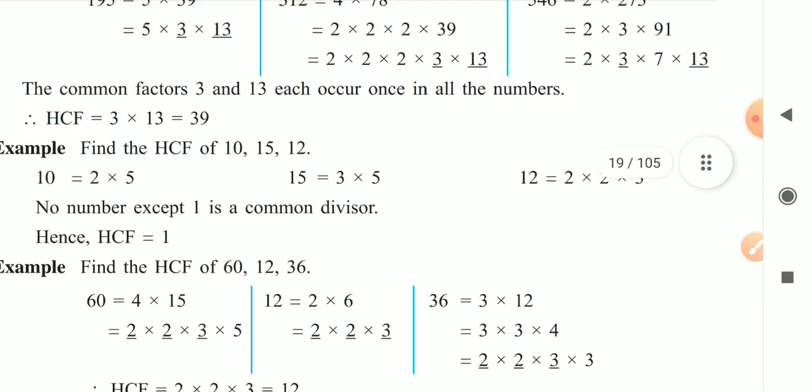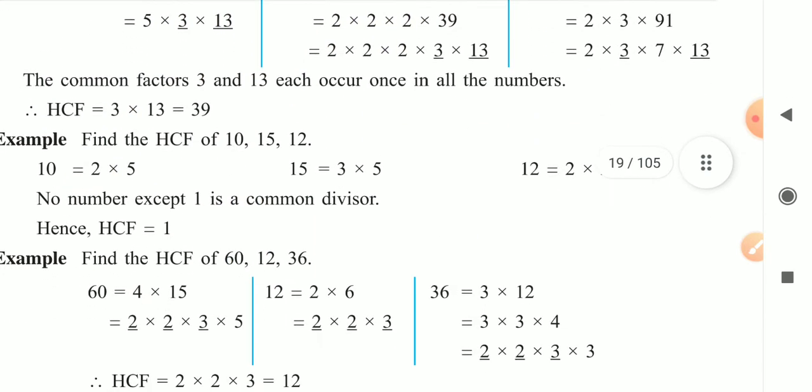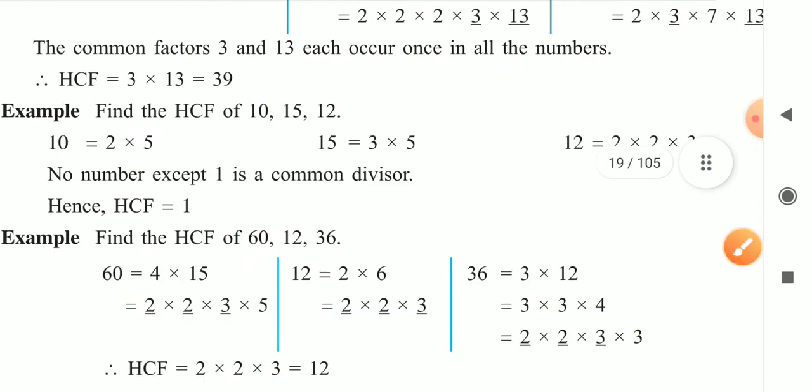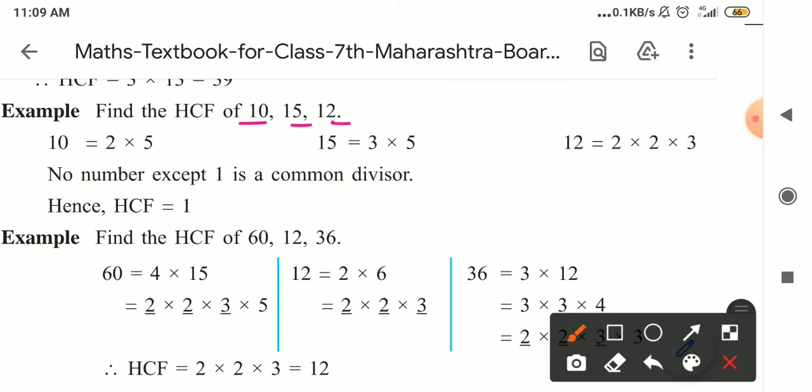We have to find the HCF of which numbers? 10, 15 and 12. You know the factors of ten. 10 means 5 2s are 10. 15 means, these are easy numbers, so directly you can write it here: 3 5s are 15. And 12 means 2 2s are 4, 4 3s are 12, that is 4 into 3. Now if you see here, you will notice that nothing is common.